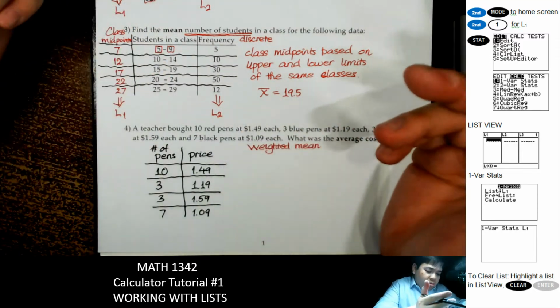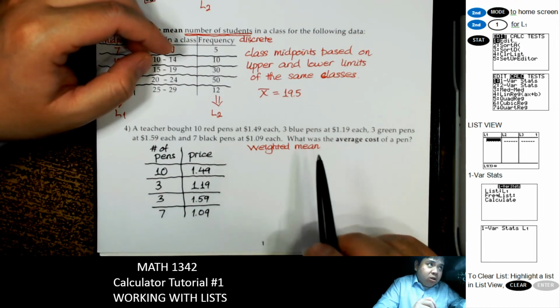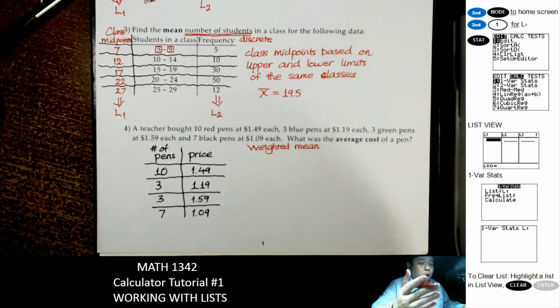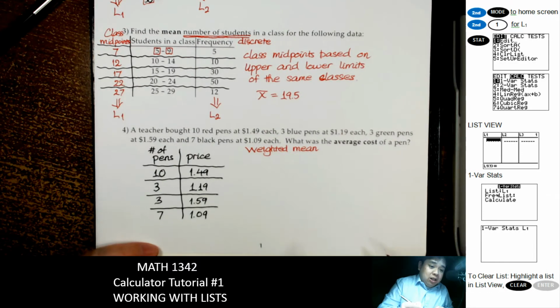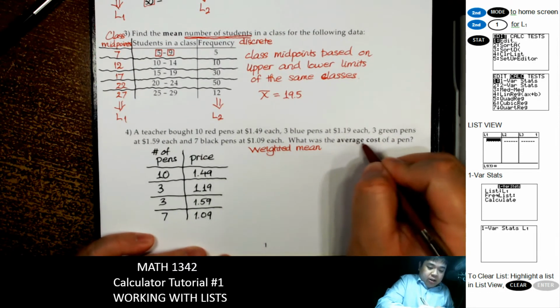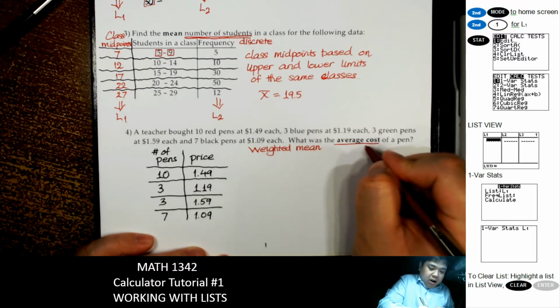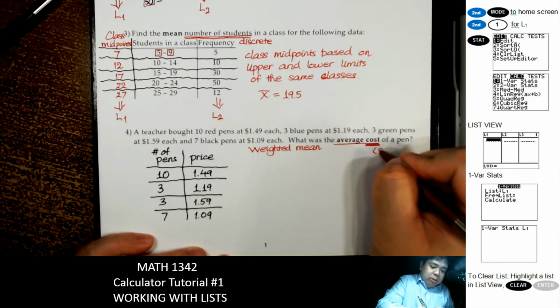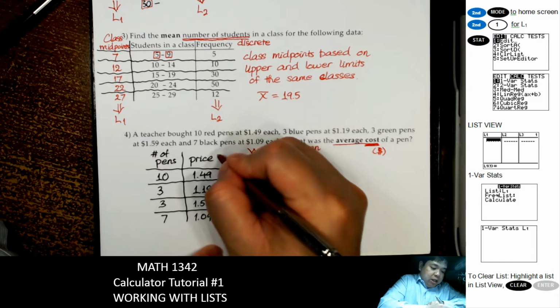The color doesn't really matter. We just need to have the average cost. So obviously we see that we have two lists. The only problem is which one is list 1 and which one is list 2. To do that, we take a look at the question. Question 1, the average cost, so pretty much the mean of the cost. And notice that the answer is going to be in dollars. So the cost is in dollars. The price is also in dollars.